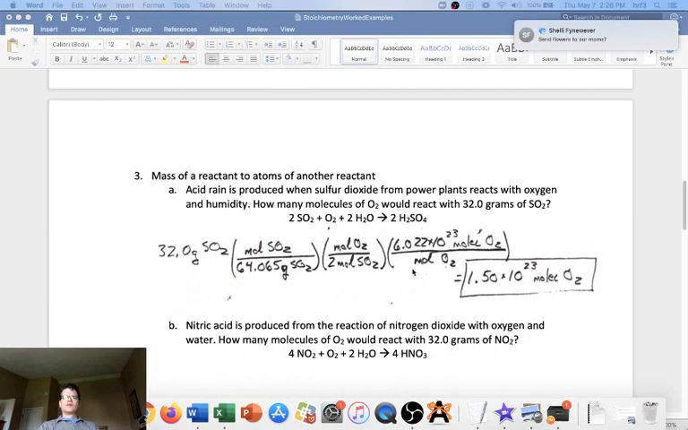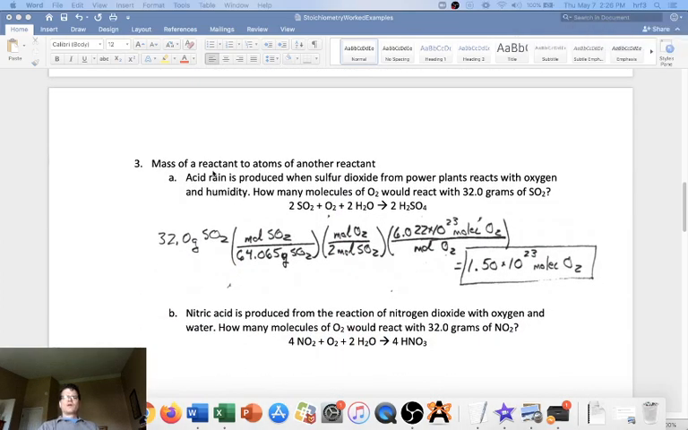All right, and then number 3, mass of reactant to atoms of another reactant. So here we're going from the mass of a reactant, and we'll use Avogadro's number to get the number of atoms of another reactant. So for example, 32 grams of sulfur dioxide. This will come out of power plants and will interact with oxygen in the air and humidity in the air to make sulfuric acid, and that's the main component in acid rain. All right, so 32.0 grams of sulfur dioxide.